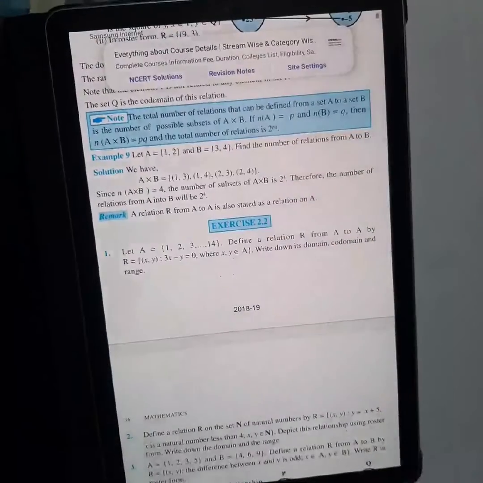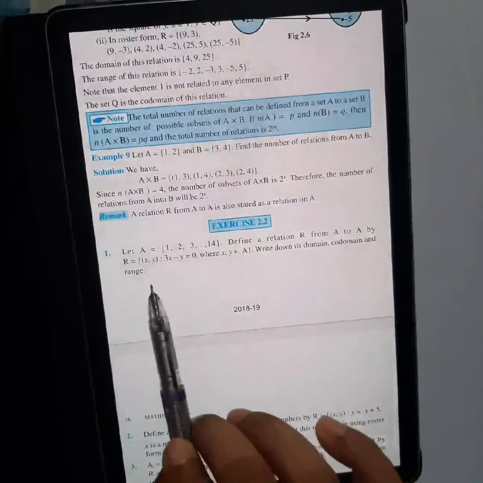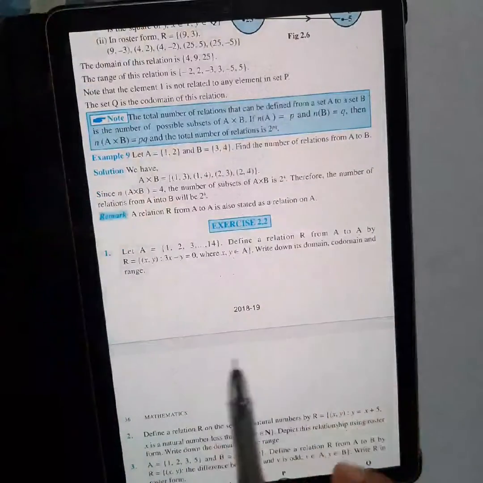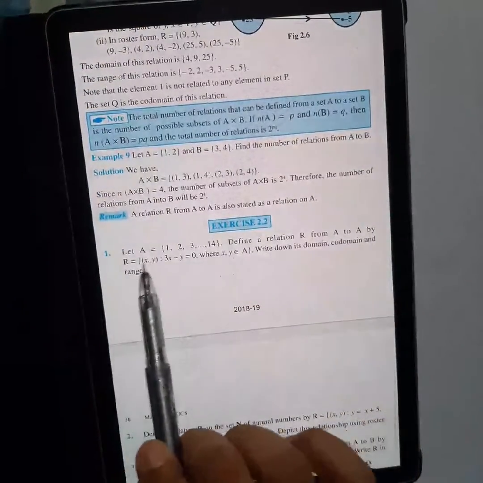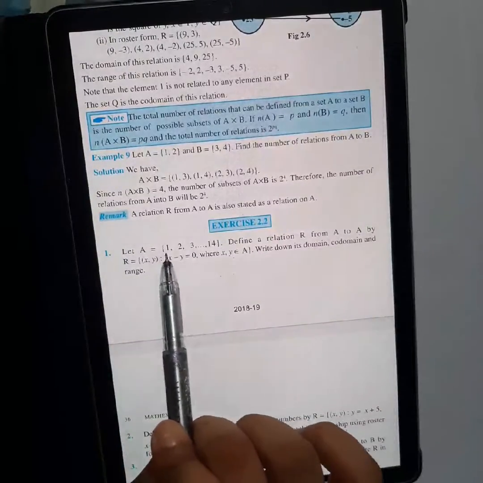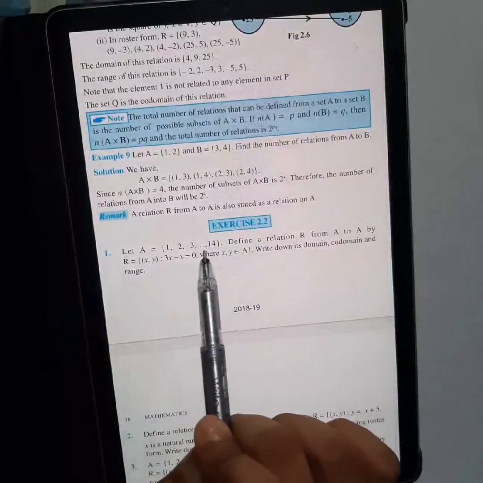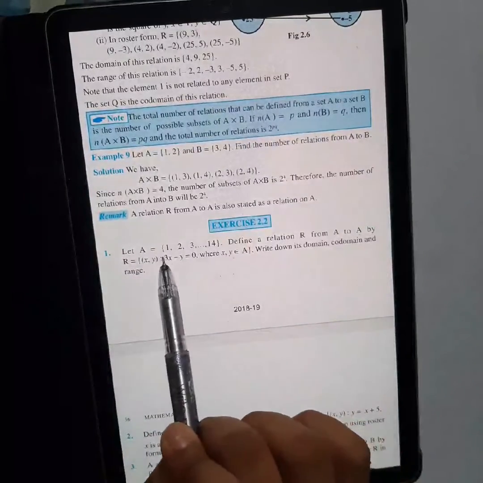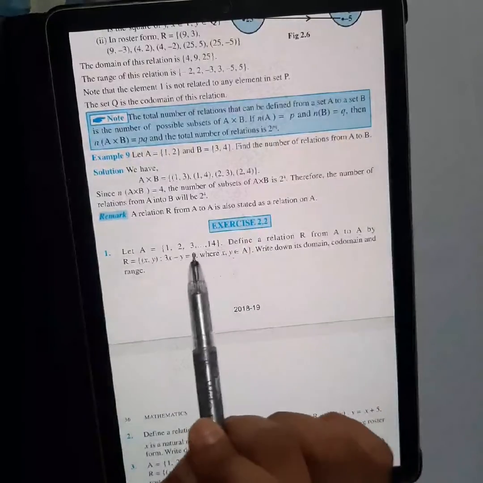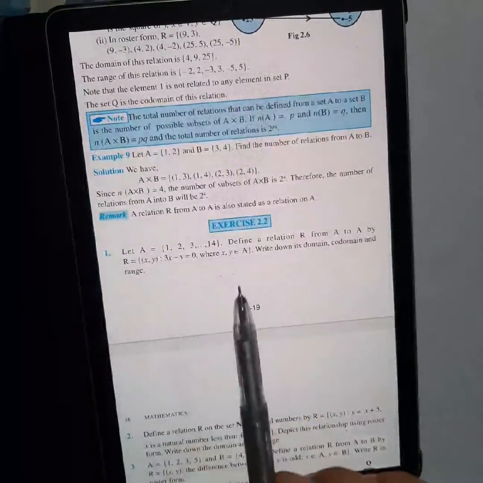Okay, so your first question, I hope you have opened your textbook. You see from there, it may not be visible here, it's very small. So you can see what it says in your first question. Let A be equal to this set. The set has elements 1, 2, 3 till 14, the dots meaning all the elements between 3 to 14 are there. Okay, so this is the set given. This is the set A.